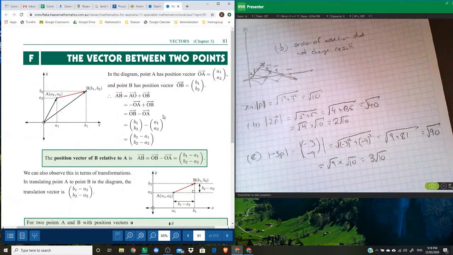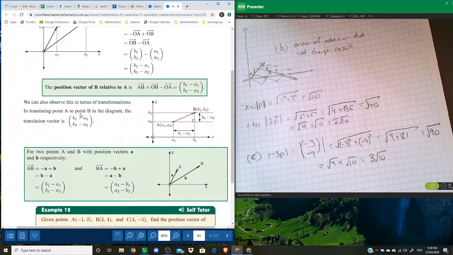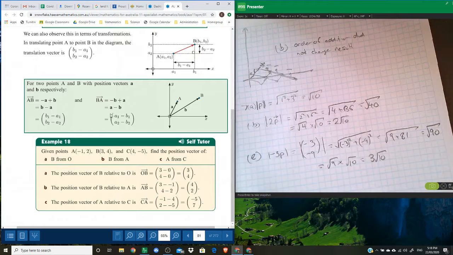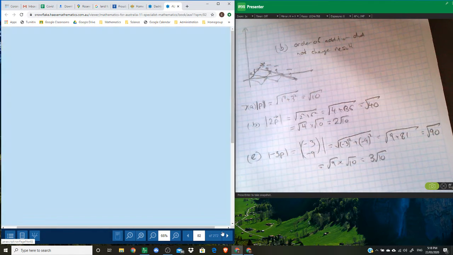Vectors between 2 points, so yes, I went through that. The vector from A to B can be expressed in terms of its position vectors. OB minus OA will get you from A to B, as we can see here. So they've gone through that. But just to remember, if you start from A and go to B, then take your B and you minus your A, like that. Position vectors, we kind of mentioned those already. Let's move on to something more interesting.